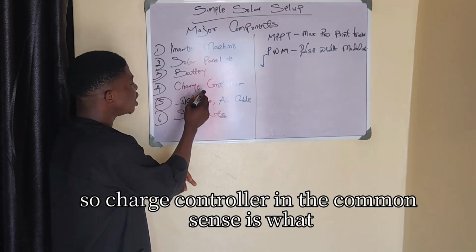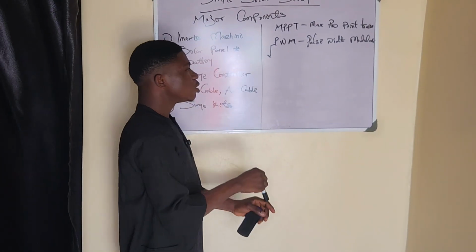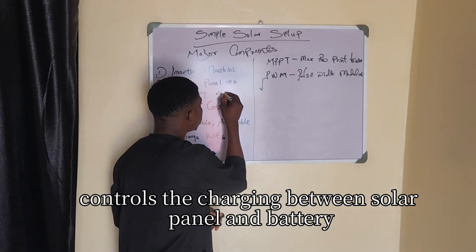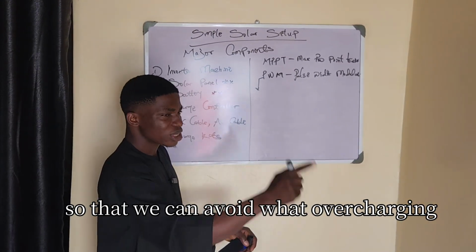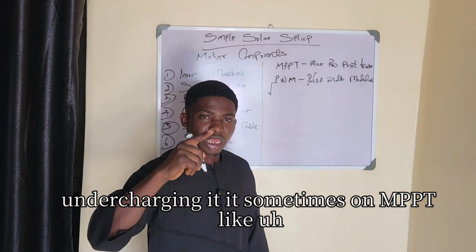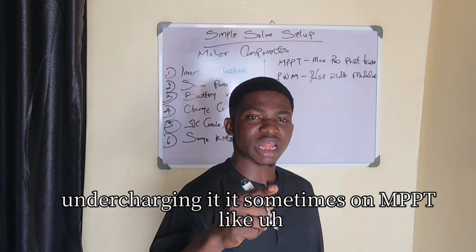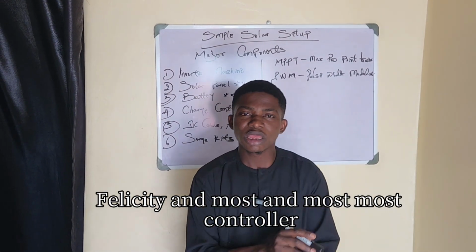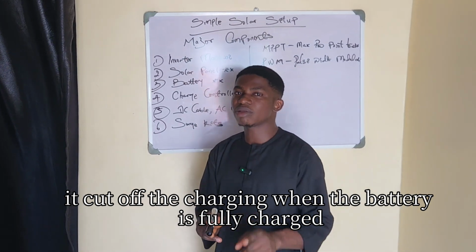So a charge controller, in a common sense, is what controls the charging between the solar panel and the battery, so that we can avoid what? Overcharging, undercharging. On MPPT controllers like Felicity and MOS controller, it cuts off the charging when the battery is fully charged.